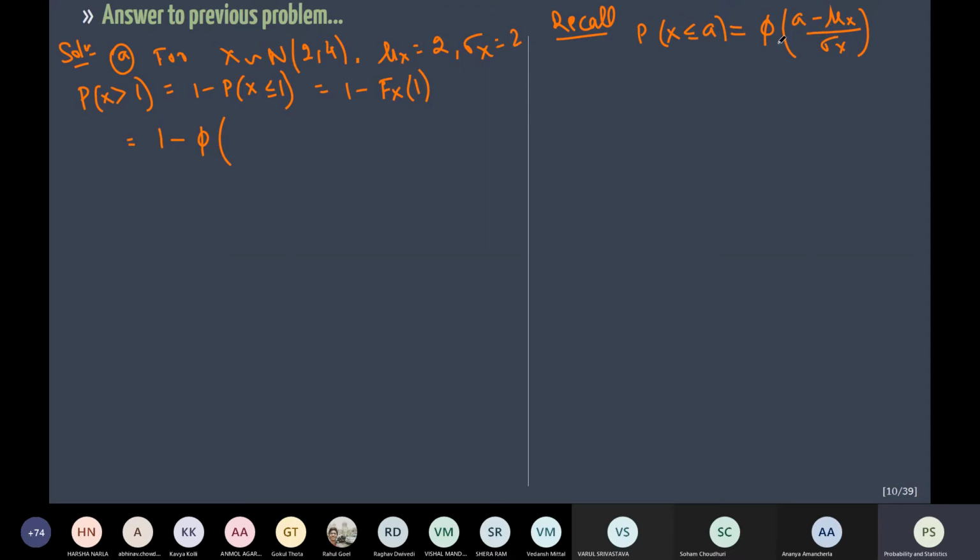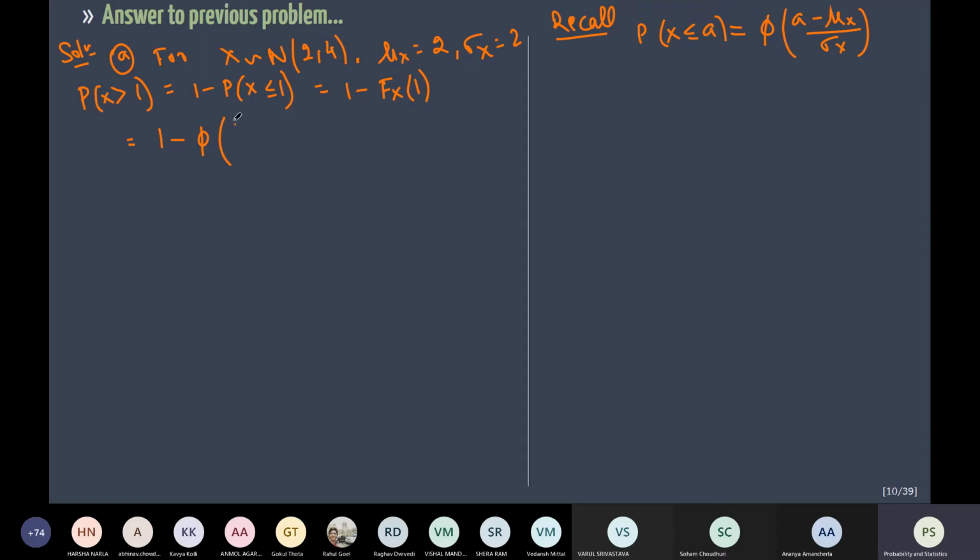If it was standard normal, then we just do phi of a, because mu x is 0 and sigma is 1. Then this is nothing but phi of a itself, which is exactly the CDF. If x is not given to be normal for you, then you have to do this kind of shifting and scaling. This is something we have seen before, and we know that this is not standard normal, so we have to do this here.